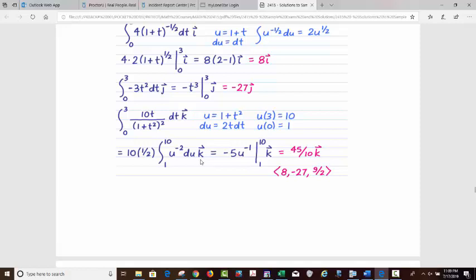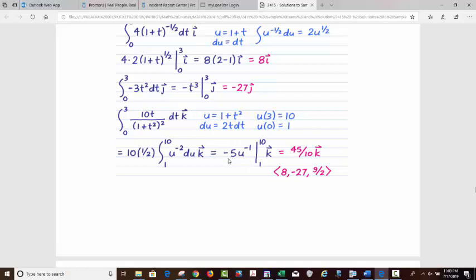And the antiderivative of u to the negative 2, if you just do the power rule, you're going to get u to the negative 1 over negative 1. Well, 10 times 1/2 will be 5, and then the dividing by the negative 1 just makes that a negative 5.